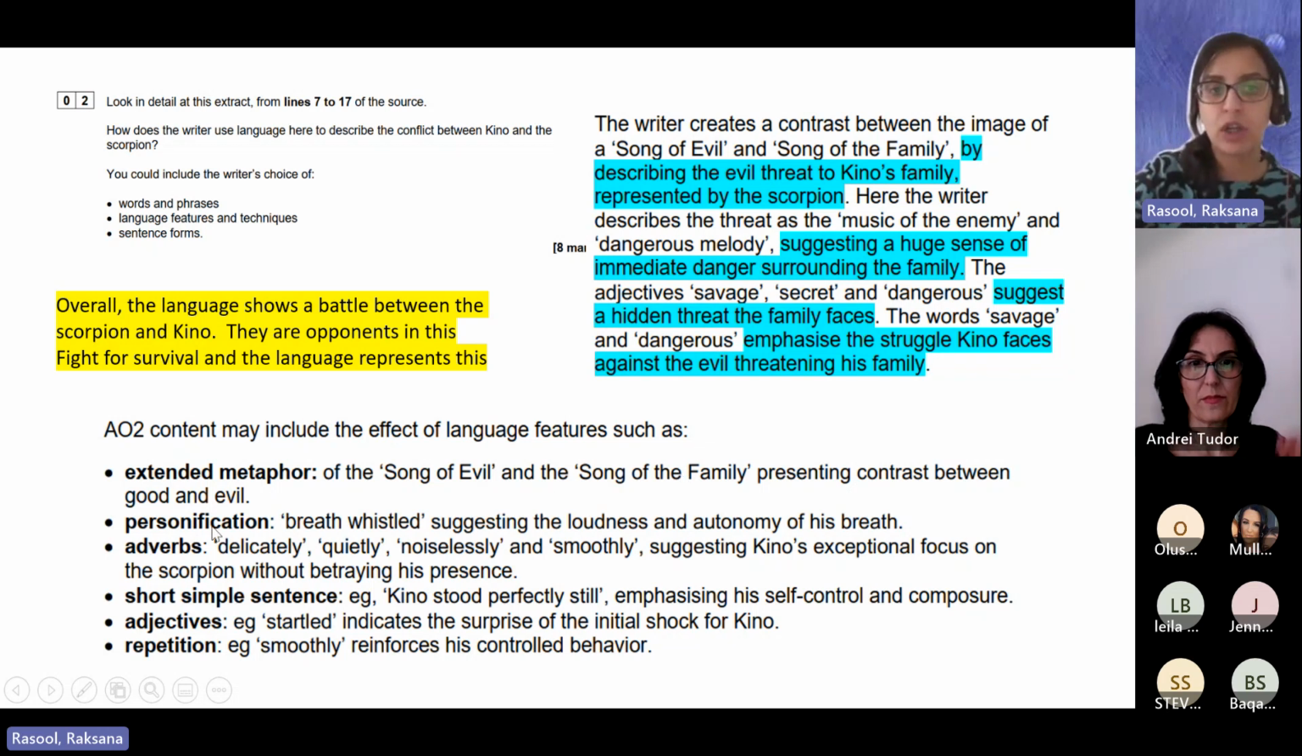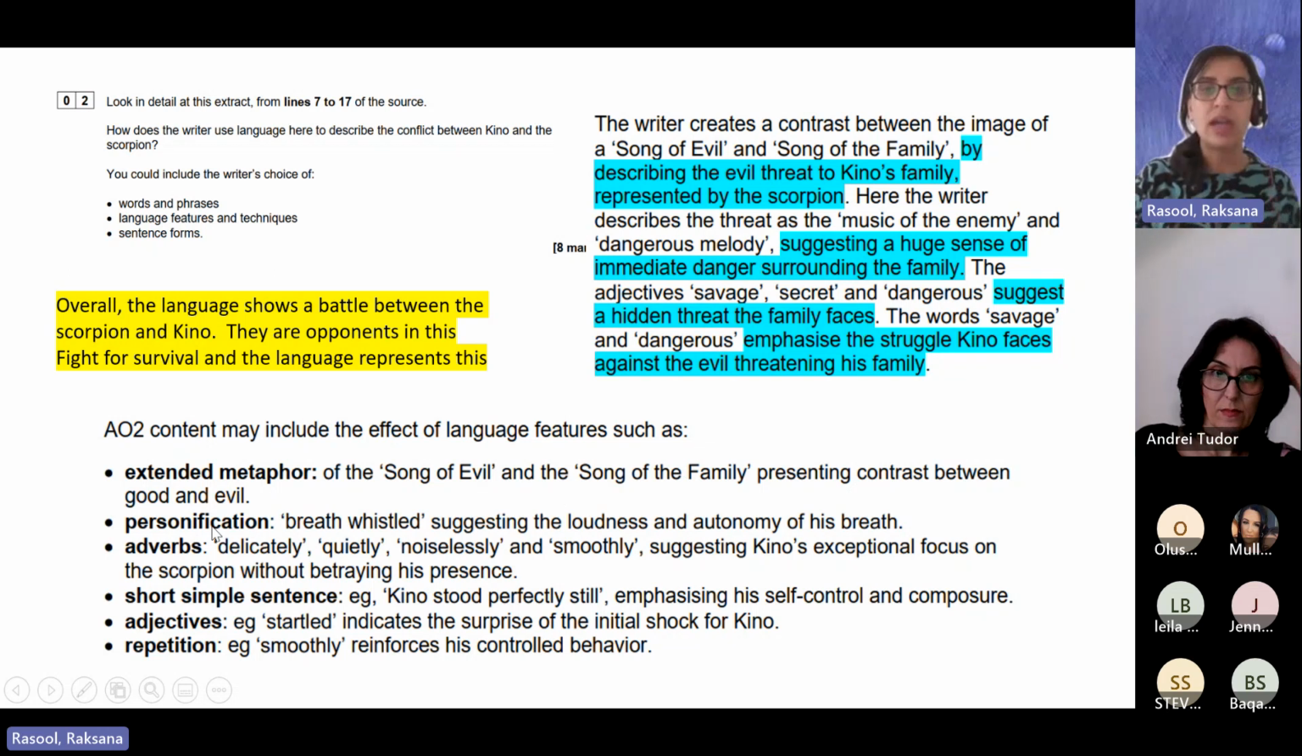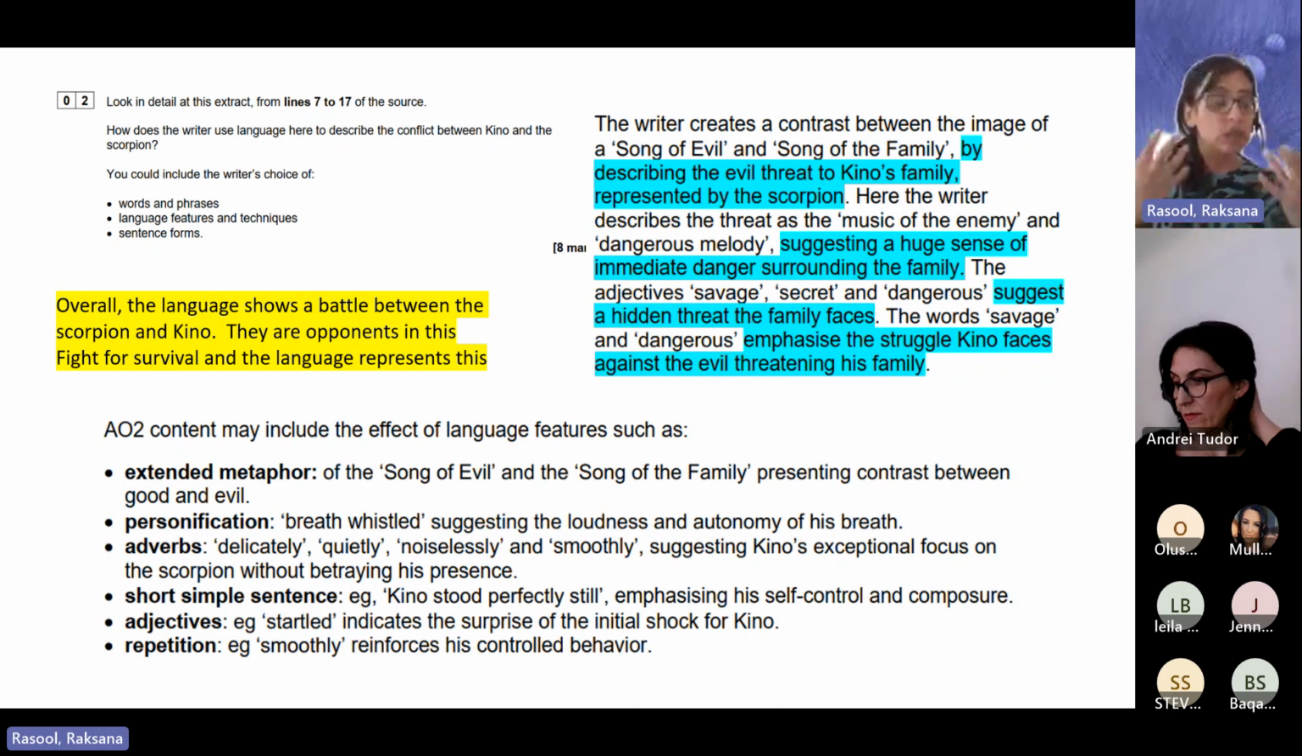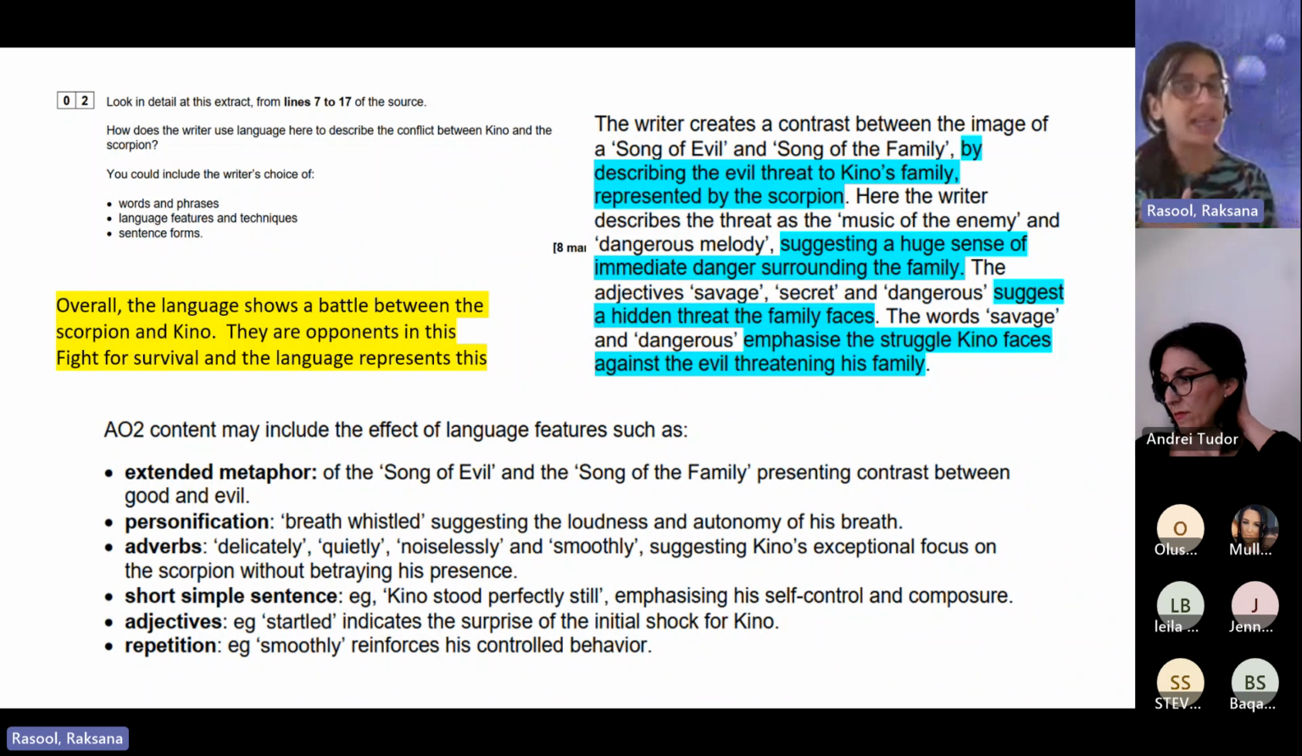You could have mentioned the personification when his breath whistled, suggesting the loudness and autonomy of his breath. Some people said the writer used onomatopoeia, his breath whistled. That was brilliant. You got a mark for that, as long as you could say the onomatopoeia shows that he's literally scared to breathe and make a sound. The purpose of his breath whistling out is to suggest his panic and fear, but also his awareness that he needs to keep quiet to not spook the scorpion because of the danger it presents.